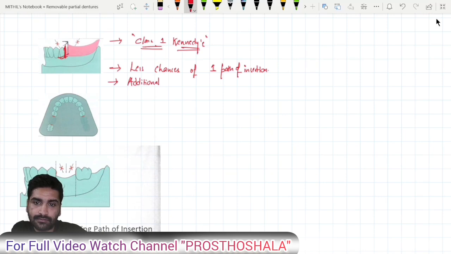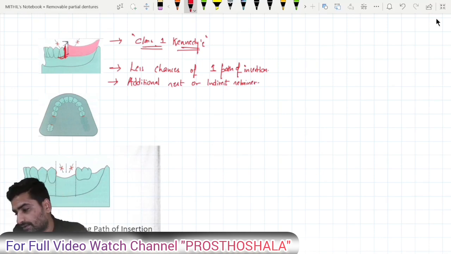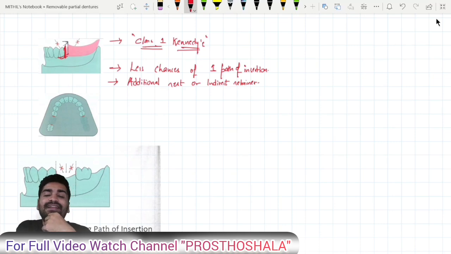Additional rest or indirect retainer has to be placed, right? Now what do you mean by additional rest or indirect retainer? See, indirect retainers are something which indirectly retain the prosthesis. The name itself is saying. Direct retainers are going to be on your primary abutment teeth.